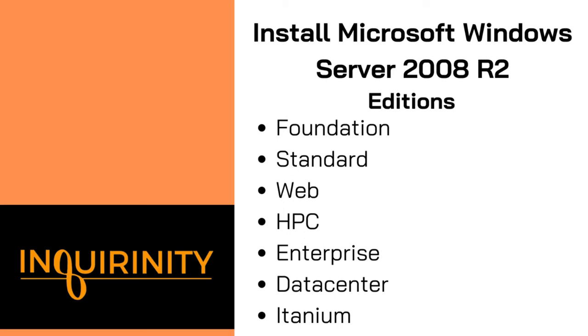For the High Performance Computing HPC edition, it has 256 gigabytes of maximum RAM and 4 maximum physical CPUs. For Enterprise, Data Center and Itanium, it has 2 terabytes of maximum RAM, and for Enterprise, it has 8 maximum physical CPUs. For Data Center and Itanium, you have 64 maximum physical CPUs.